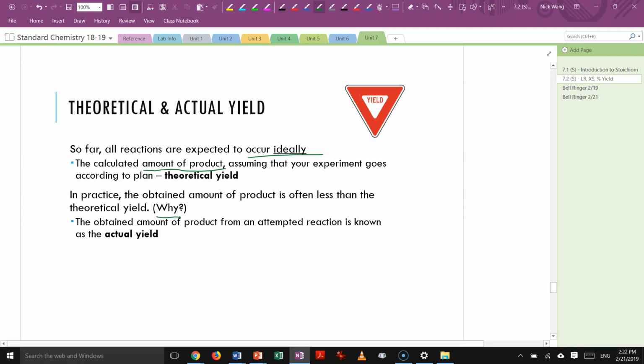So the actual amount of yield is known as the actual yield. And this is the amount of product from an attempted reaction. So theoretical yield is pretty much what you can assume comes from the stoichiometry calculations that you've done up to this point. The actual yield is generally something that's been provided to you based on your own work, or is something that you would be able to get from a problem.